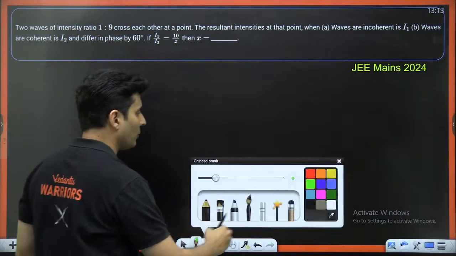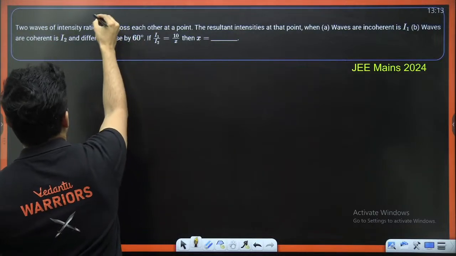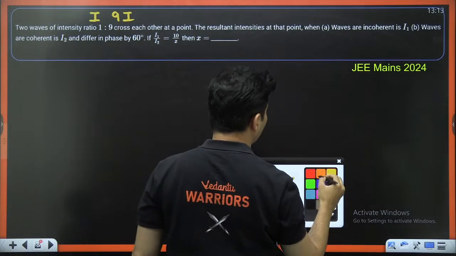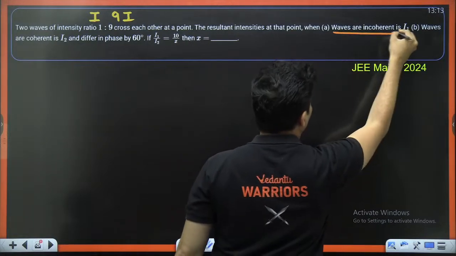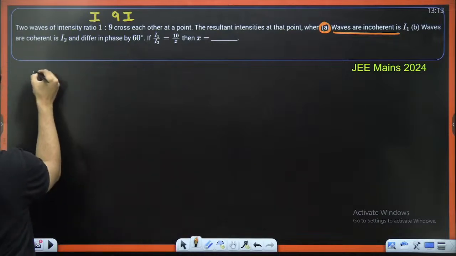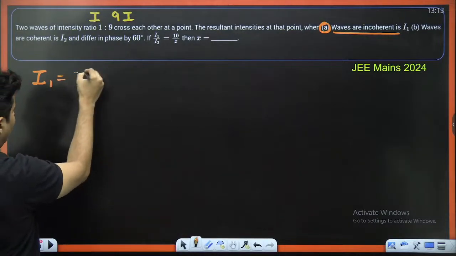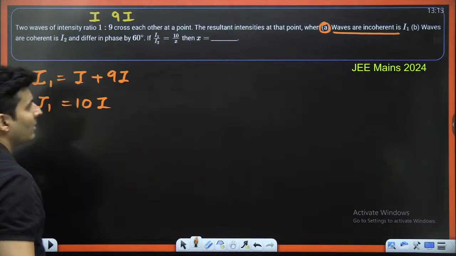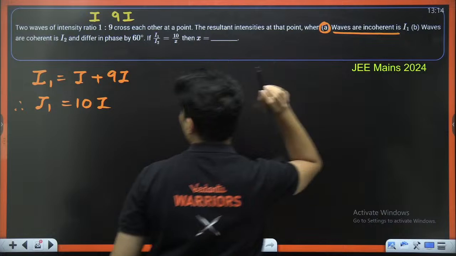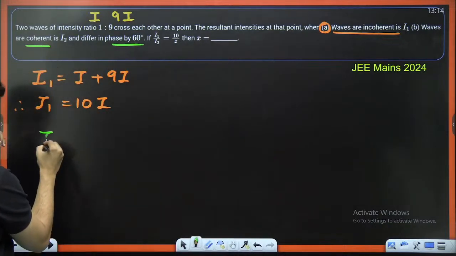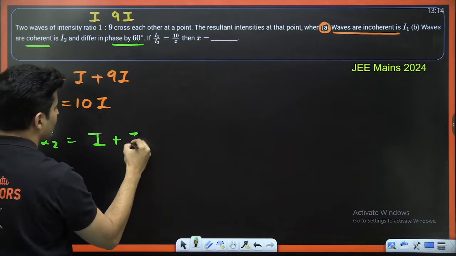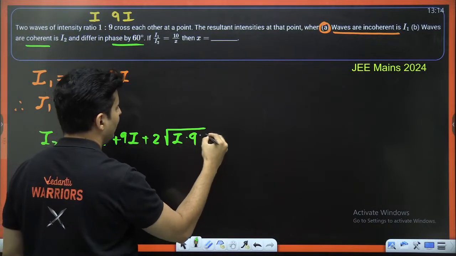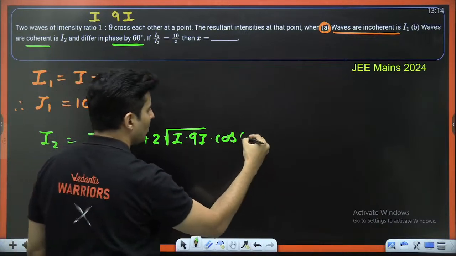Alright, let's understand the question slowly. Intensity ratio is 1:9, so let's say one is I, the other will be 9I. Resultant intensity is when the waves are coherent and incoherent. When they are incoherent, remember the intensities will just add. So it will be I plus 9I, basically 10 times I. That is the value of I1 when they are incoherent. But when the waves are coherent with a phase difference, the intensity is given by I1 plus I2 plus 2 root I1 I2 cos delta phi, that means I plus 9I plus 2 root of I times 9I into cos 60 degrees.